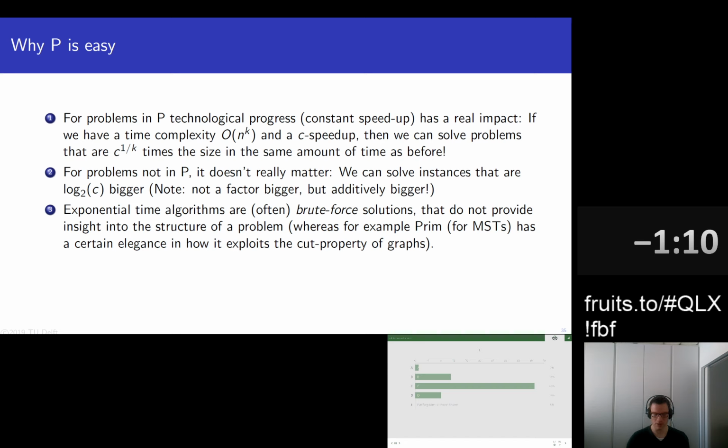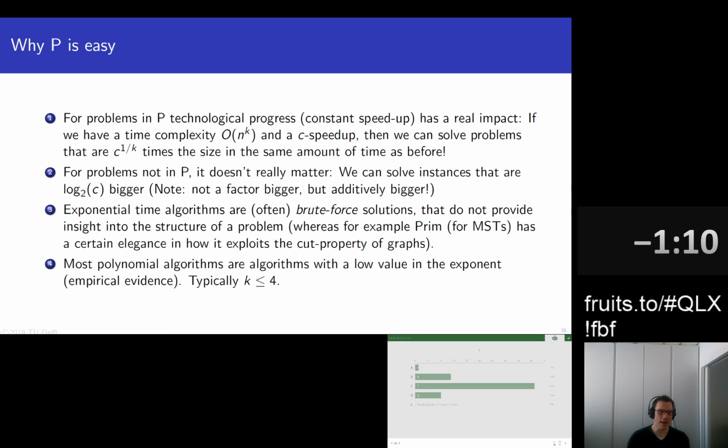Instead of simply dumbly trying all the options, which is what brute force exponential time algorithms often boil down to. And we have some empirical evidence, again, nothing strong here, but so far, most of the polynomial time algorithms that we found actually have a very low value in the exponent, typically a k that is at most 4. So n squared, n cubed, sometimes you see n to the 4th, but bigger than that is very rare.